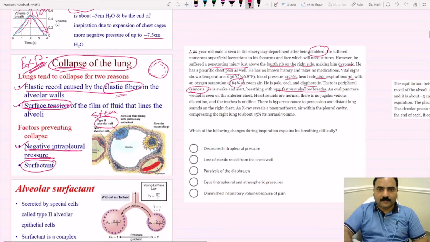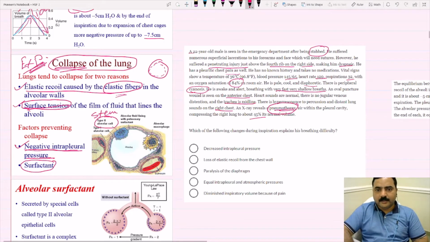An oval puncture wound is seen on the anterior chest. Heart sounds are normal. There is no jugular venous distension. The trachea is midline. There is hyperresonance to percussion and distant lung sounds on the right chest. An X-ray reveals a pneumothorax. Here the question is directly giving you the diagnosis, that is the pneumothorax: air within the pleural cavity compressing the right lung to above 40% of its normal volume. So the vignette is trying to describe a pneumothorax.